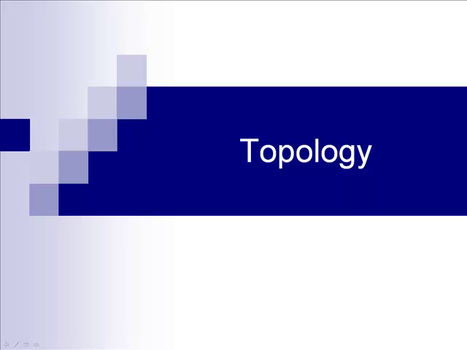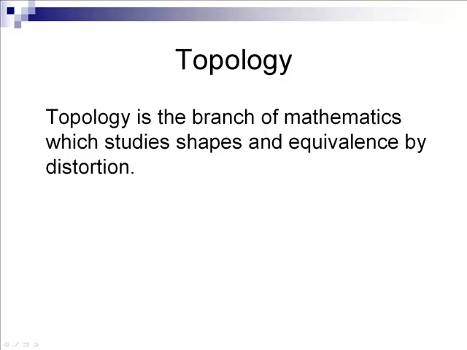Topology. Topology is the branch of mathematics which studies shapes and equivalence by distortion. Okay, so what does that mean? You've probably never heard of topology before. In fact, usually people don't get a chance to take a course in topology until they're working on their PhD. So why are we doing it now?